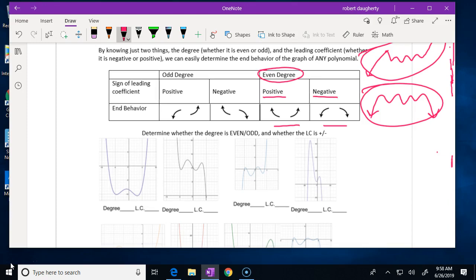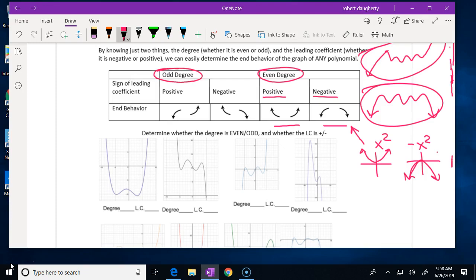So what you can remember from what we did with the parent functions, this is the behavior that you expected when you saw x squared. Remember, x squared is either going to go up in both ends, or negative x squared goes down in both ends. Okay, so all the even polynomials, their end behavior is going to look like x squared or negative x squared.